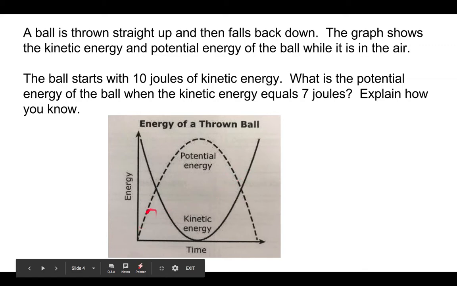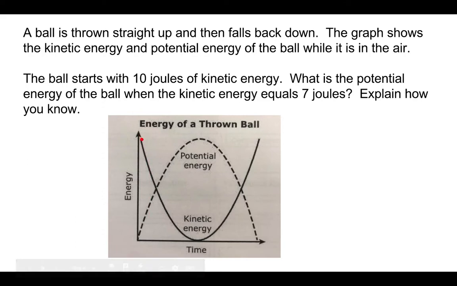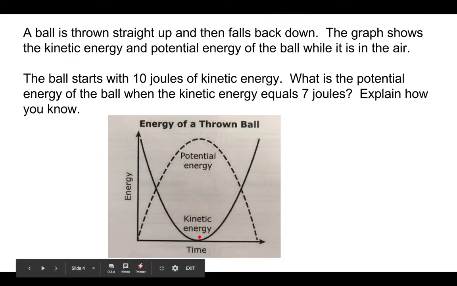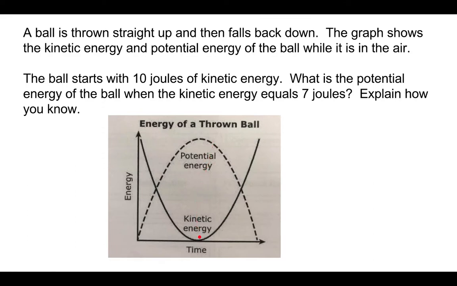So when the ball is just released and thrown up into the air, you can see according to the dashed line, the kinetic energy would be high, but the potential energy would be low. When the ball is at its highest point right here, the potential energy is high, but the kinetic energy is low. So let's go back to the question here.